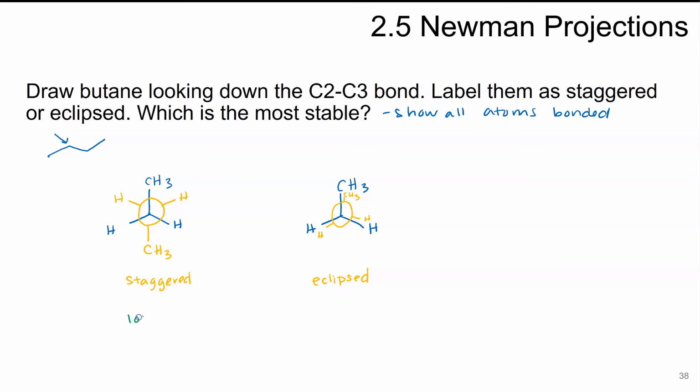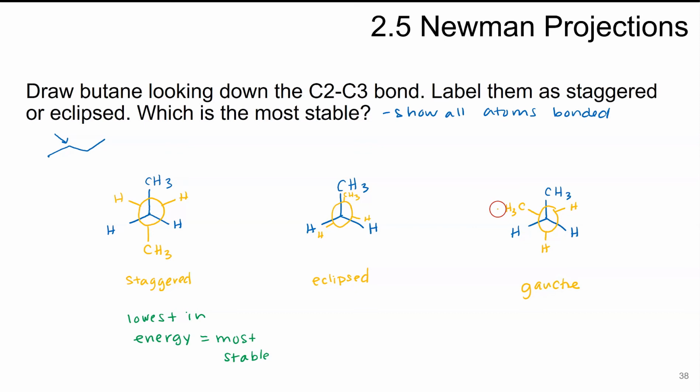The staggered one is lowest in energy because nobody's blocking one another, which means it's the most stable. So there's one more conformation that is referred to as a gauche conformation, and it's a form of staggered. See if you can see the difference here. This one is called gauche.